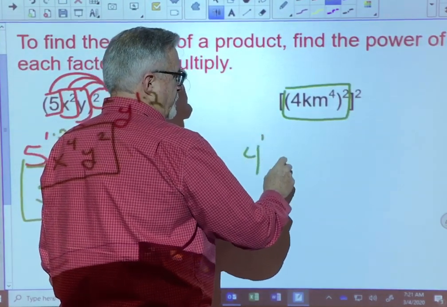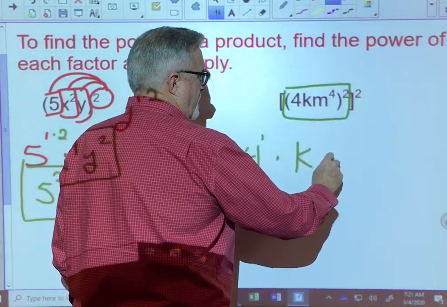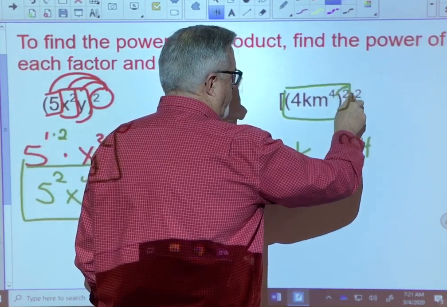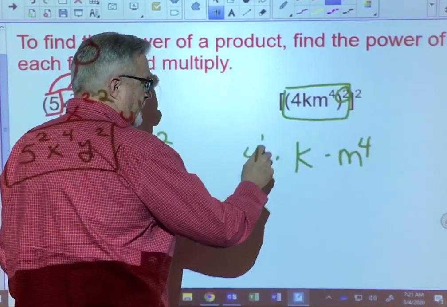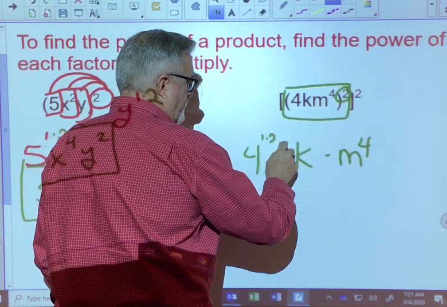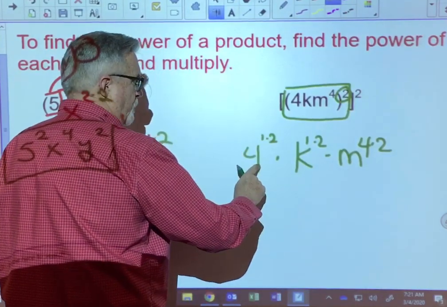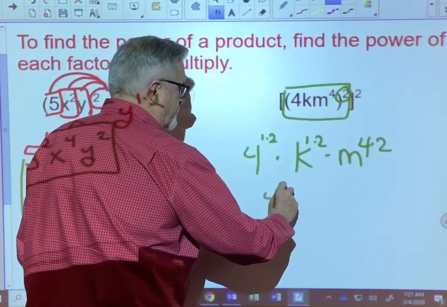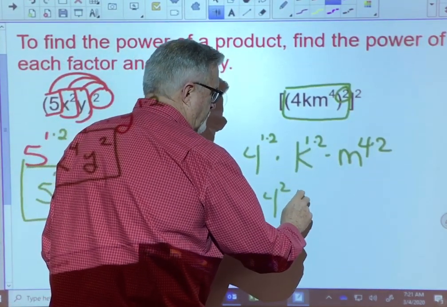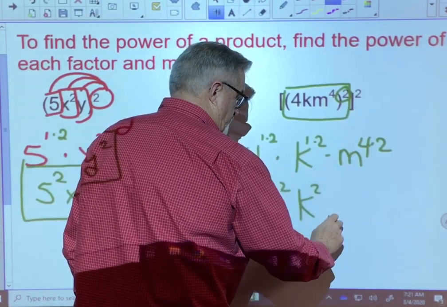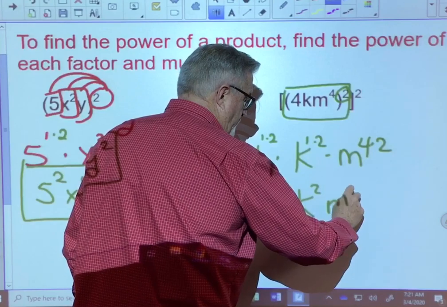So that's 4 to the first times k times m to the fourth, and I want to raise it to this second power. When I do that, I'm just going to multiply each one times 2. So I have 4 to the 1 times 2, or 4 to the second power, k to the 1 times 2, or k to the second power, and m to the 4 times 2 power, which is m to the 8th power.